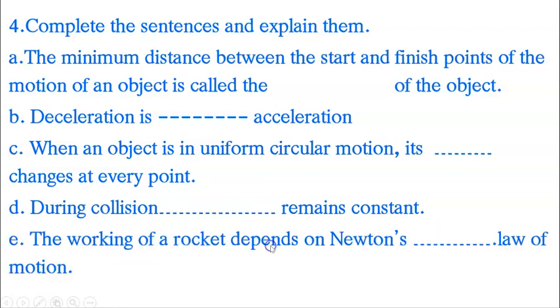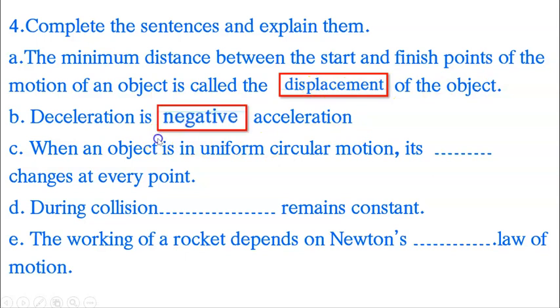आता इथे आपण करेक्ट आन्सर्स लिहिणार सगळीकडे. The working of a rocket depends on Newton's third law of motion. Okay, आता फर्स्ट बघणार आपण इथे fill in the blanks. त्यामध्ये करेक्ट आन्सर काय? The displacement. This is the definition of displacement. The minimum distance between the start and finish point of the motion of an object is called displacement of the object. Next, deceleration is a negative acceleration.